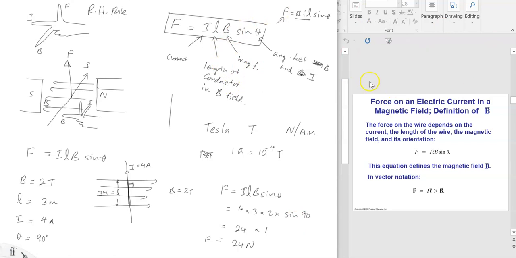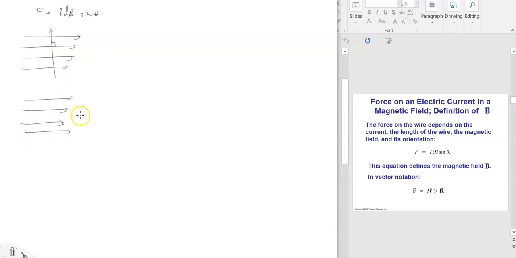Okay, let me take a new page. Let's try another example. What's the significance of this theta? F equals ILB sine theta. Now you saw that we have the magnetic field. We placed the conductor like this, creating 90 degrees, and we found out what the force is. What if you place the conductor parallel to the magnetic field? Here's the conductor. Here's the direction of the current.